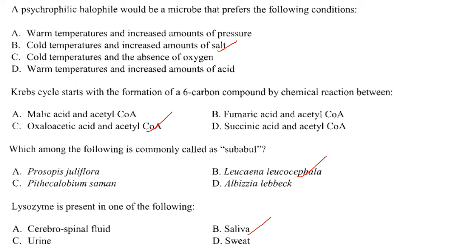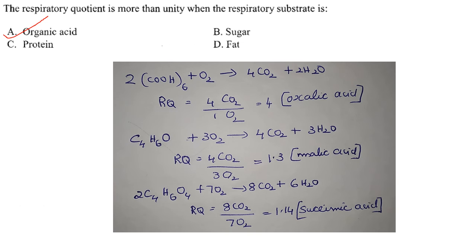Then lysozyme is present in one of the following. So it is present in the saliva. Answer is option B. Then the respiratory quotient is more than unity when the substrate is organic acid. Respiratory quotient is given by the formula volume of carbon dioxide evolved to volume of oxygen absorbed. So this is in the case of oxalic acid, that is this one.